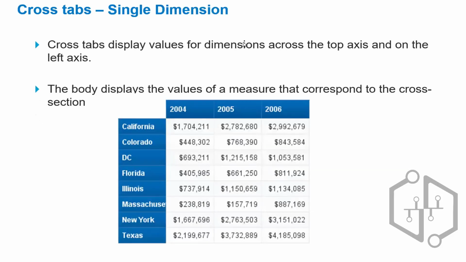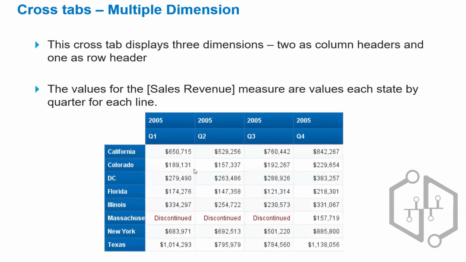Cross tab. A cross tab displays values for dimensions across the top axis and on the left axis. It is like a combination of horizontal and vertical table. If you see here, state is represented in rows, and in rows we will put states, in columns we will put year, and in the body we will put sales revenue. Then it will look like a cross tab. The body displays the value of the measure that corresponds to the cross section. It is for a single dimension. We also have a cross tab for multiple dimensions.